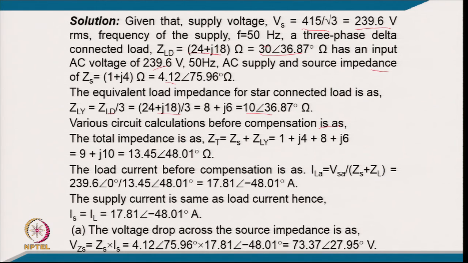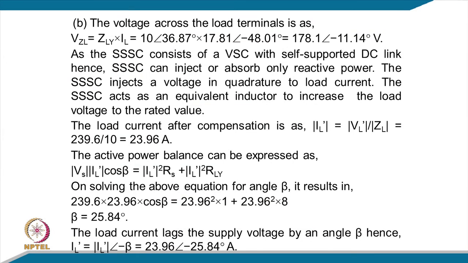Now calculating the various circuit quantities before the compensation. We get the total impedance, that is the source impedance plus the impedance of the equivalent star per phase. This comes to 13.45 ohm at the angle of 48.01 degree. The load current before the compensation will be IL equal to VSA divided by ZL plus ZS, and that comes to 17.81 ampere at the angle of minus 48.01 degree, and the supply current is the same as the load current, 17.81 ampere. The voltage drop across the source impedance will be the source impedance multiplied by the source current, and it comes to 73.37 volt.